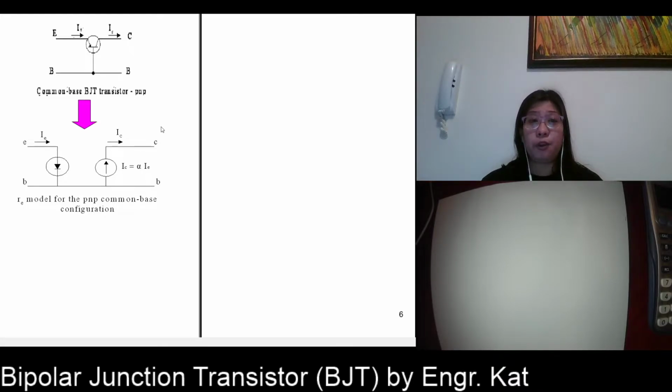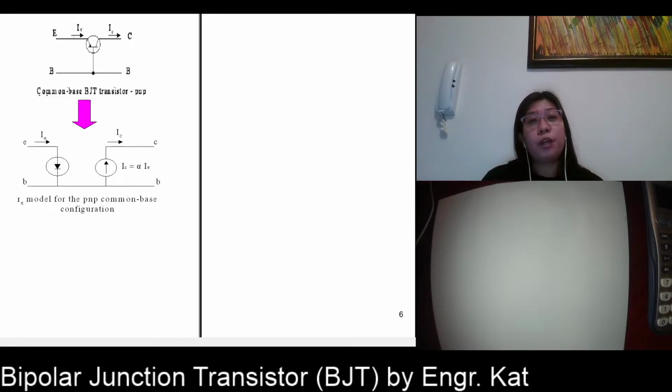Okay? So as mentioned in the previous slide, the re model for a common base configuration is represented by a diode. So this is our diode. The diode represents the input side. So what is the input side? It is between the emitter and the base, while the other one, the output side, is represented by a current controlled current source. Okay, so this is our symbol for a current source. Our symbol for a current source is an arrow, and wherever your arrow is pointing, that will be the direction of your current.